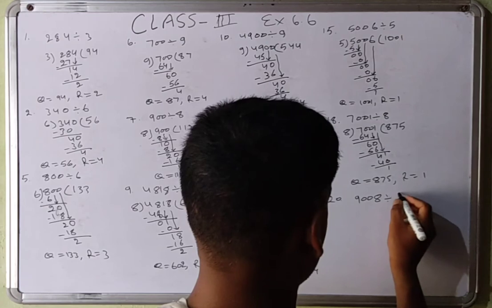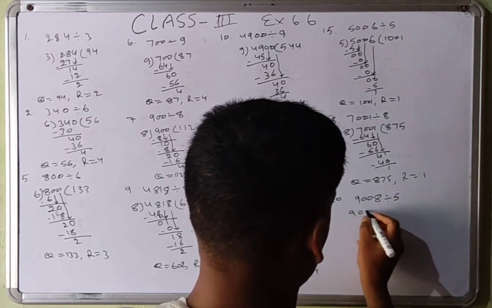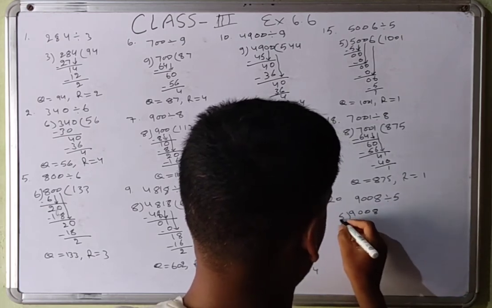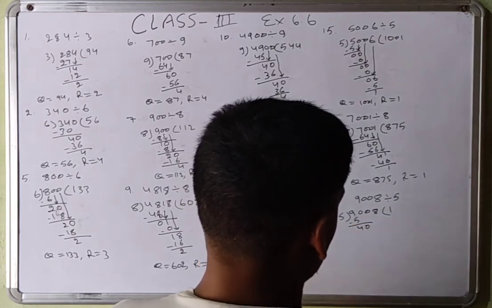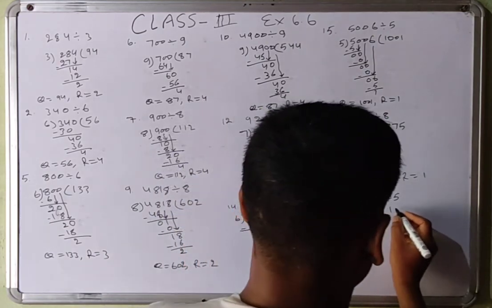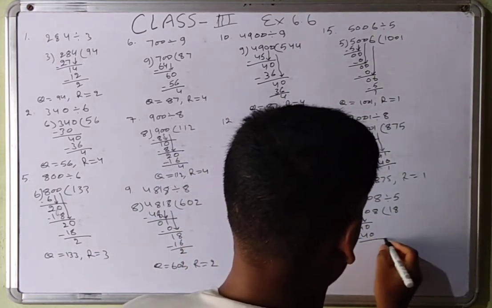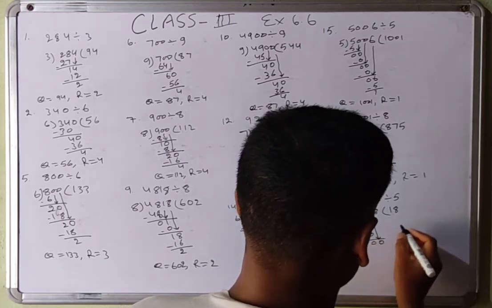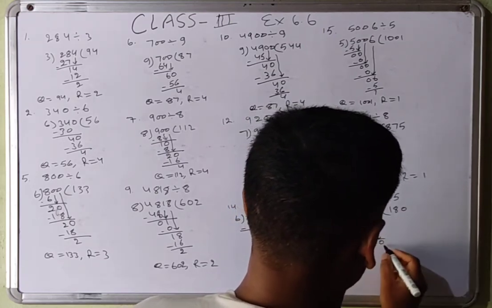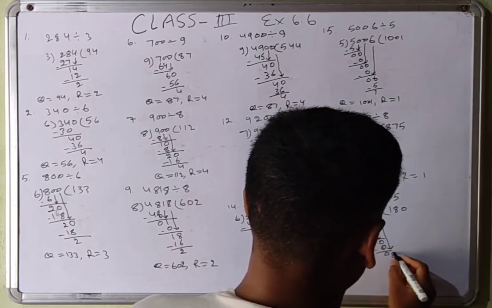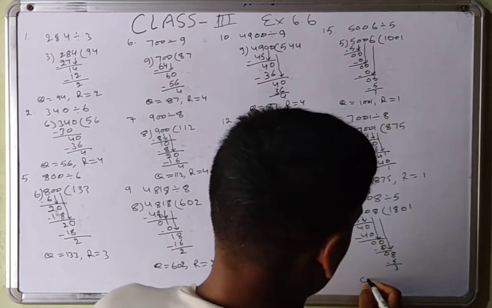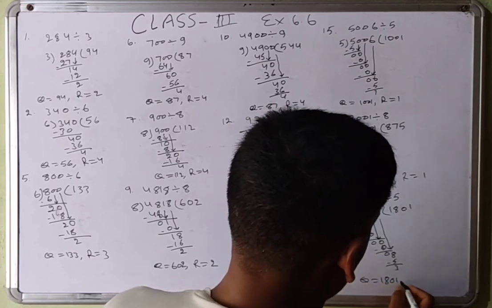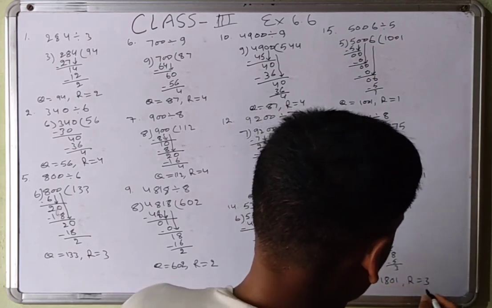9008 divided by 5. So 9008 divided by 5, that 5 ones are 5, 4 0, that 5 eights are 40, then 0. The next digit is 0, 5 zeros are 0, then 0. The next digit is 8. So 5 ones are 5, then 3 is the remainder. So the quotient is equal to 1801, and the remainder is equal to 3. Okay.